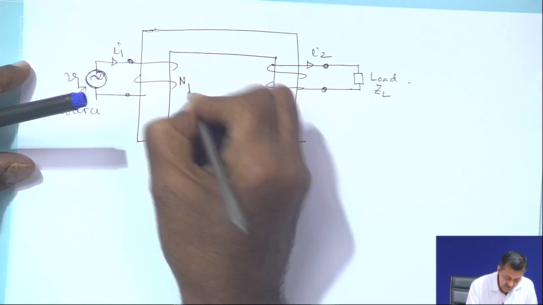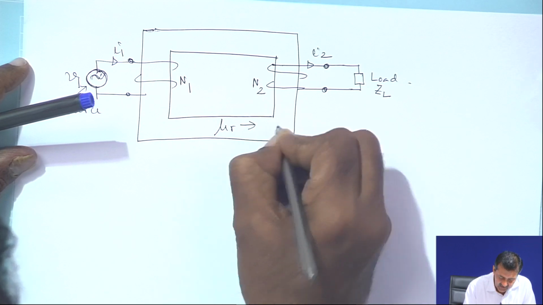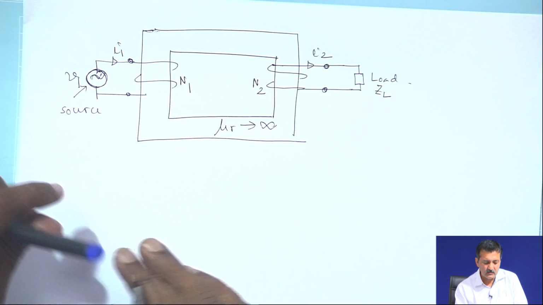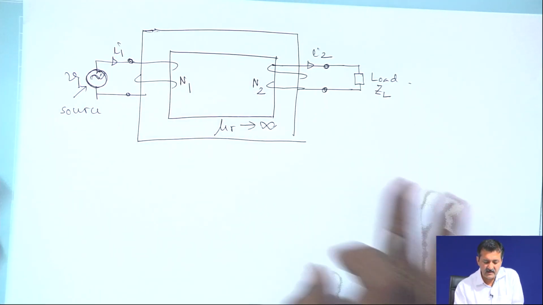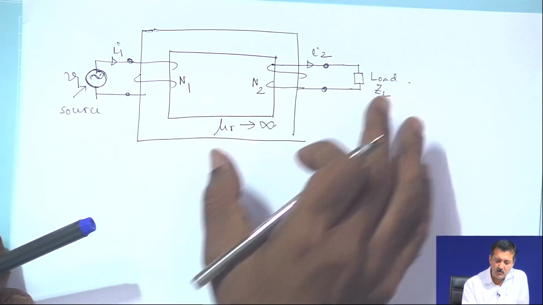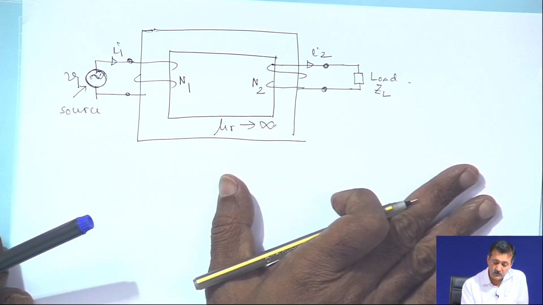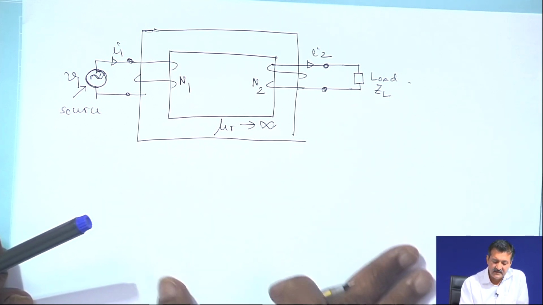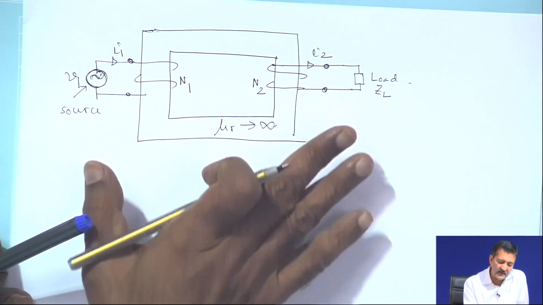The number of turns is N 1 and N 2, and mu r tends towards infinity. So, this is the ideal transformer, which has no coil resistance and no leakage flux, and this is the essence of a transformer. This is how an ideal transformer behaves. The real transformer will deviate, but not too much. In fact, we have to find out how much it deviates, and that is what regulation does. Regulation tries to find out how much it deviates from the reference, the ideal one. The ideal one is this.